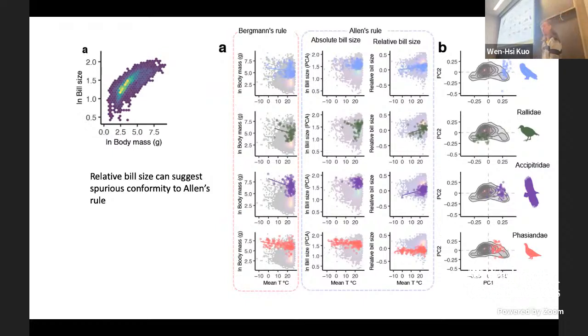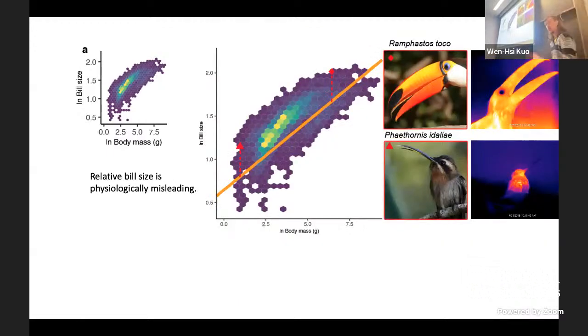But this could change our interpretation, but we have 2 reasons why we don't want to do this, right? Because for the 4 families that show this spurious conformance to Allen's rule, these are owls, rails, hawks, pheasants. So they all increase their relative bill size with temperature here, shown by significant, varying degrees, but significant increases in relative bill size. All those changes are being driven by their conformity to Bergmann's rule. So they're not changing their bill size, they're shrinking their body size while keeping their bill size the same.